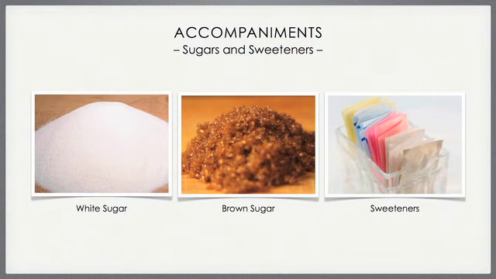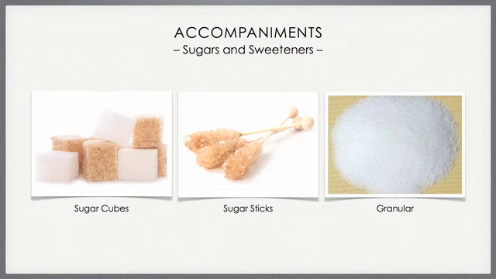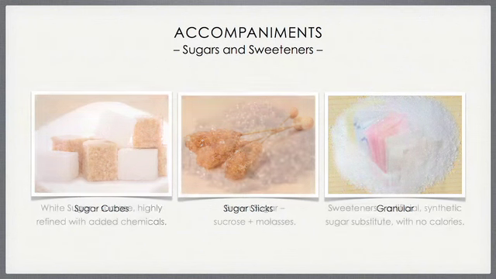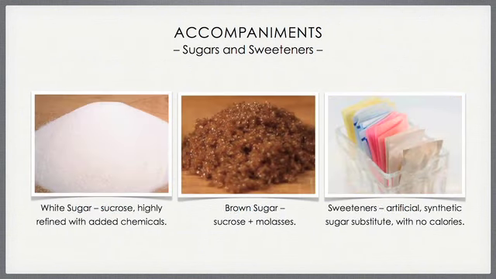Generally, there will be 3 types of sugar available to guests: white sugar, brown sugar, and sweeteners. These will either be in the form of sugar cubes, sugar sticks, granular or grains of sugar, or in packets. White sugar is commonly known as sucrose. This is a highly refined and quite chemical product. Brown sugar is sucrose with a small amount of molasses present. This helps to give the sugar its brown color.